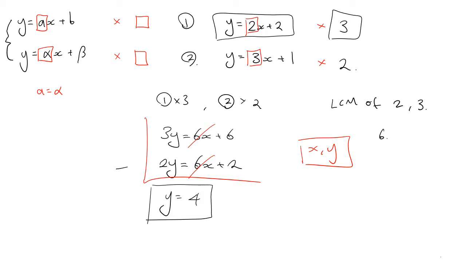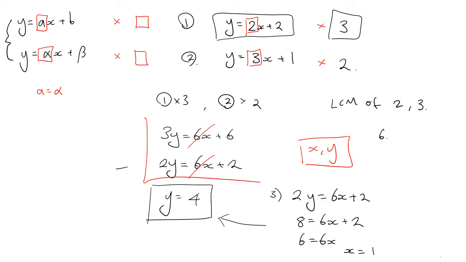Our third step is the same as substitution. It's just resubstituting the value into the original equation. So let's use the second equation, 2y equals 6x plus 2. Substitute y equals 4. So we get 8 equals 6x plus 2. 6 equals 6x, and x equals 1. So our solution to our simultaneous equation is x equals 1 and y equals 4.